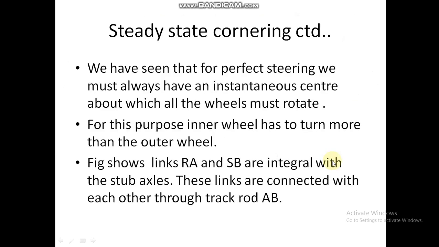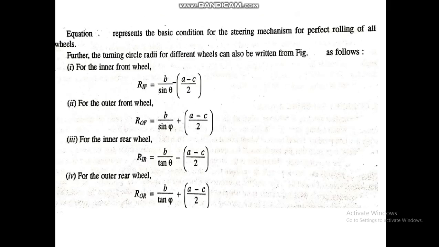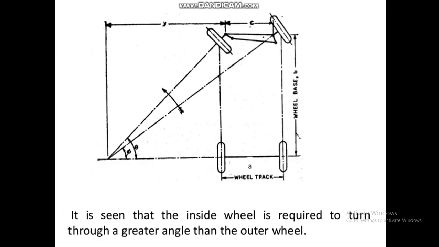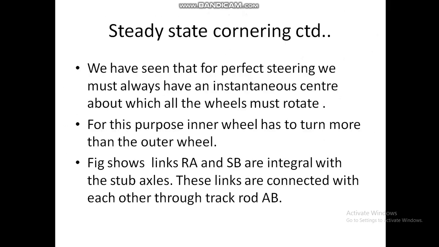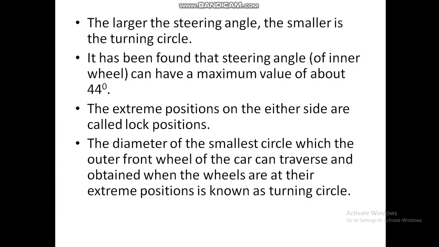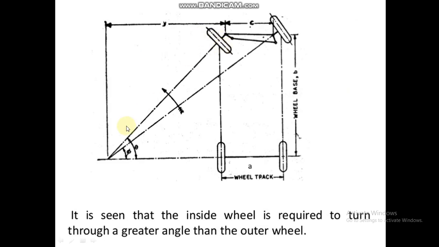So we have seen that for perfect steering, we must always have an instantaneous center about which all the wheels must rotate. So if you want steady state cornering, in the first part I discussed that this is your instantaneous center. For perfect steering, or we can say for steady state cornering, you should have an instantaneous center. For this purpose, the inner wheels have to turn more than the outer wheels. So your inner wheels always have to turn more, that is, theta angle is more than phi.